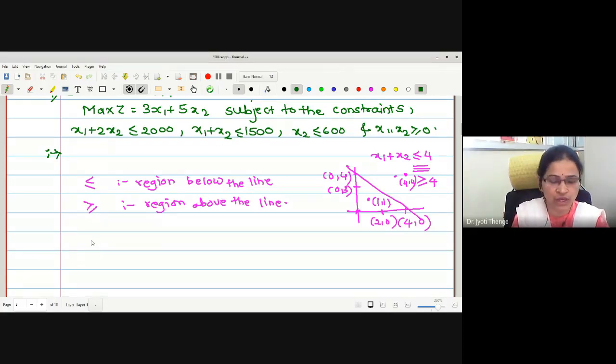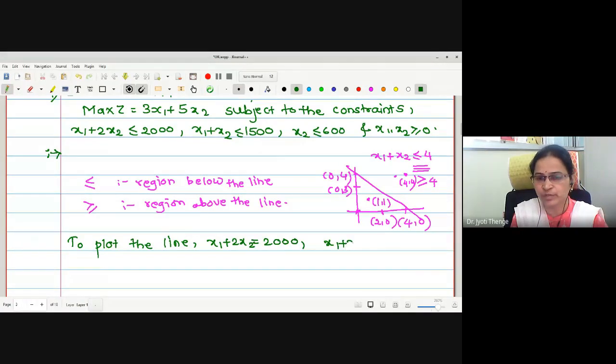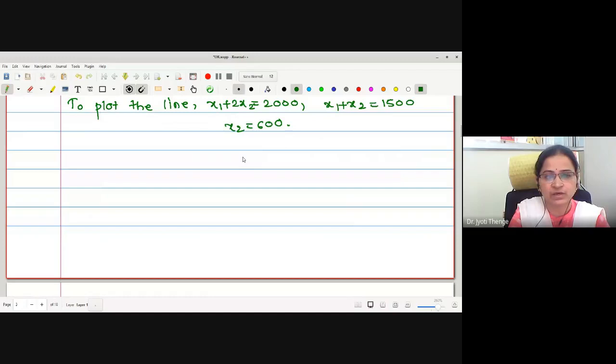Okay. Therefore, what we are going to do initially, to plot the graph, we will plot the lines actually. Therefore, to plot the line, we will consider the equalities. To plot the lines, x1 plus 2x2 equal to 2000. Second line will be x1 plus x2 is equals to 1500, and third will be x2 is equals to 600. First, we will plot these equations as the straight lines. Then, by considering the nature of the inequality, we will select the region satisfied by all the inequalities. Okay. Let me just plot these lines.